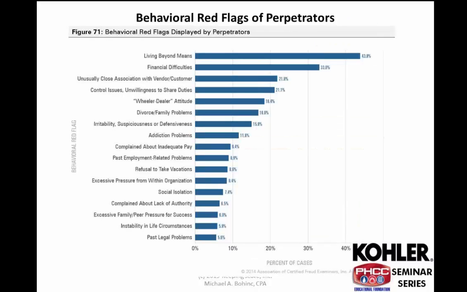So just a couple of red flag indicators to watch out for, whether it's an employee, a client maybe that has access to your property, or supply house personnel: people living beyond their means and facing financial difficulties. Those are the two biggest ones. If you notice the third one on this list, I know it's a tad hard to read, the third one down, unusually close association with a vendor or customer. And we'll talk about that a little bit in the inventory controls.